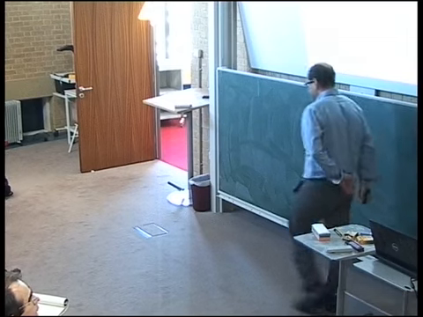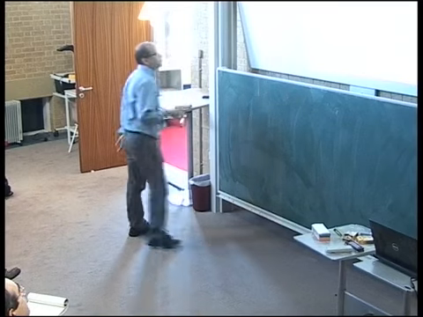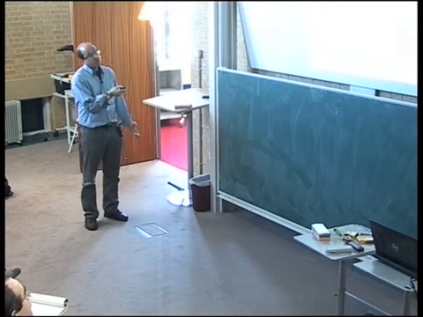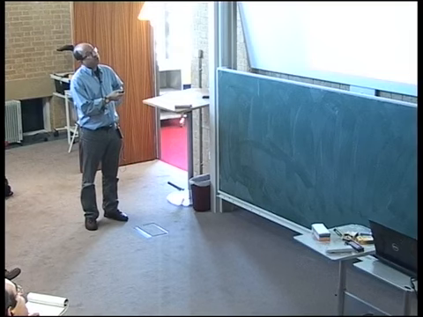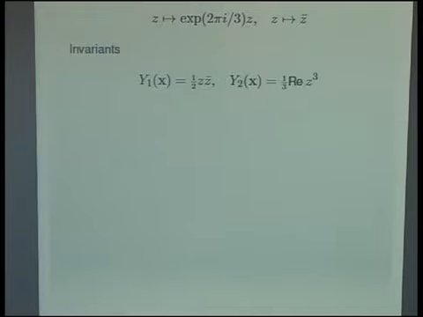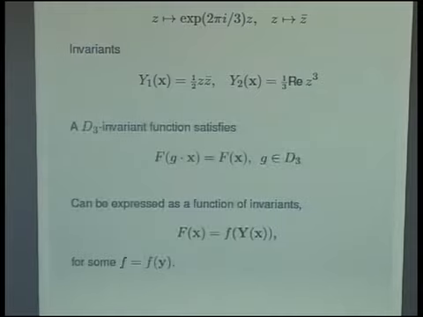And then it's easy to see that there are two invariants. First of all, the modulus of z, or modulus of z squared, is obviously invariant under these operations. Z cubed is invariant under rotations by 120 degrees, and the real part of z cubed is then invariant under complex conjugation. So those are two invariants of this action. And if you have a function which is invariant, it just means that its value isn't changed. And such a function can then be expressed as a function of invariants.